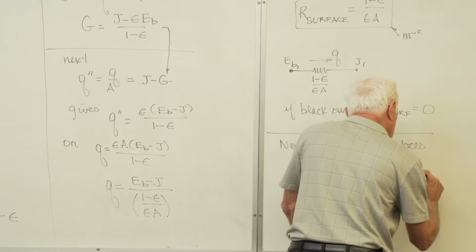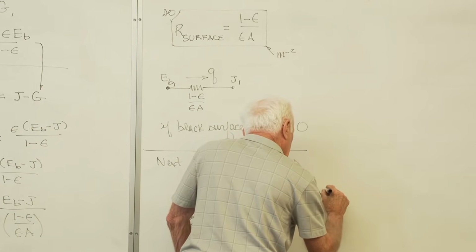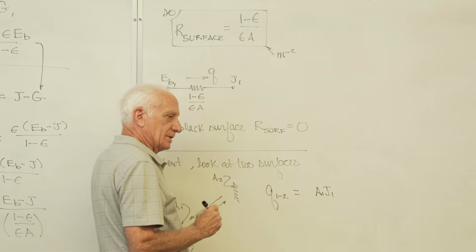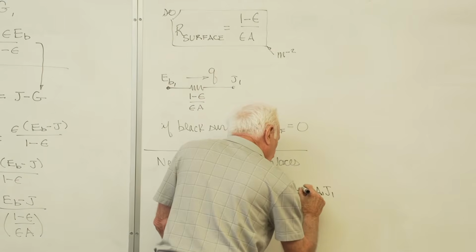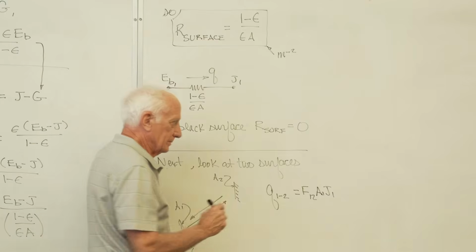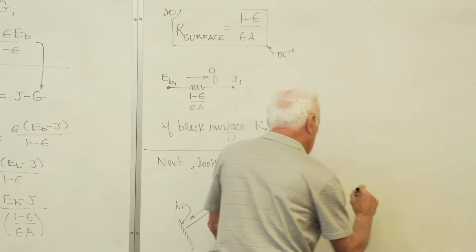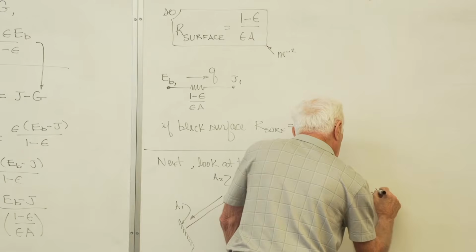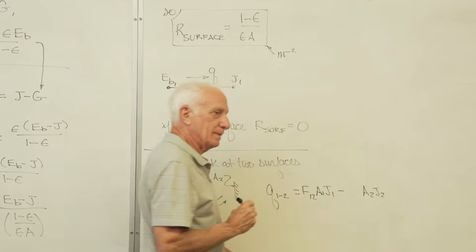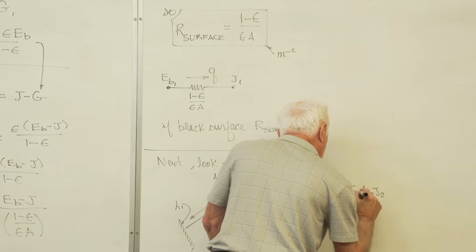So how much is emitted by surface 1, A1, J1? How much gets to surface 2, F1, 2? How about surface 2? How much radiation is emitted by surface 2? A2, J2. How much gets back to surface 1? F, 2 to 1. Okay.